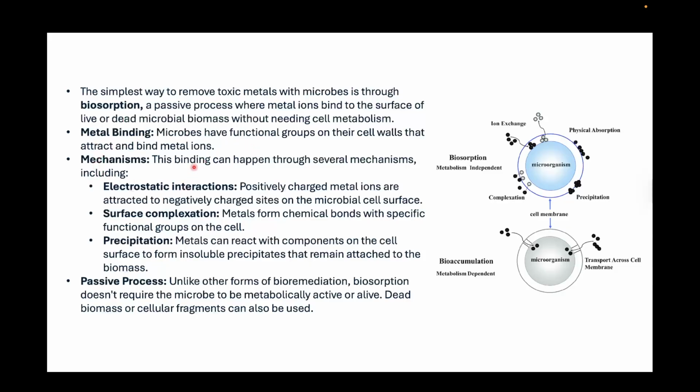And what are the mechanisms? This can be through electrostatic interactions, like positively charged metal ions attracted to negatively charged membranes or proteins. Surface complexation: metals form chemical bonds with specific functional groups on the cells. Or precipitation: metals can react with components on the cell surface to form insoluble precipitates that remain attached to the biomass.